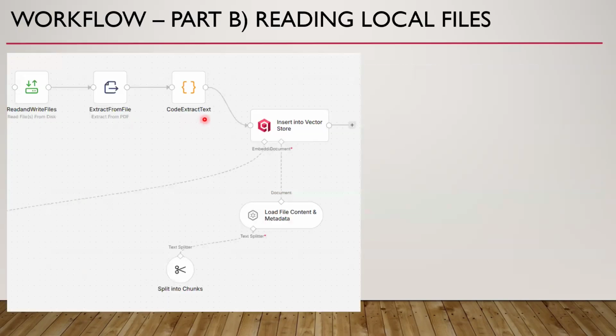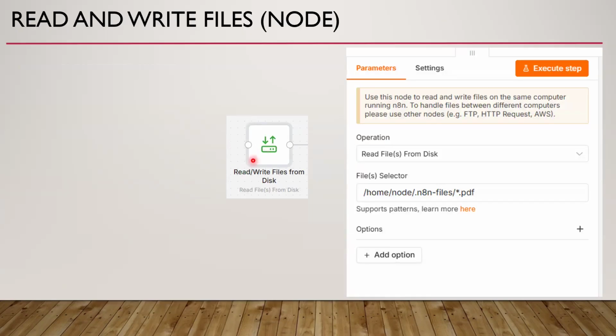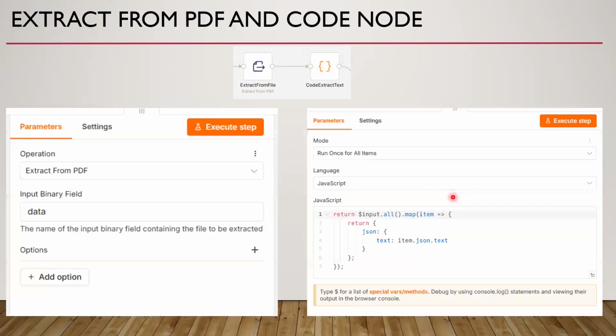So this is the first part here, that is the retrieval augmented generation, which I have already described. This is the part where we read the local files and do vector embeddings. This is the setting of the read and write files node. Here we just point to our virtual directory and the PDF files.